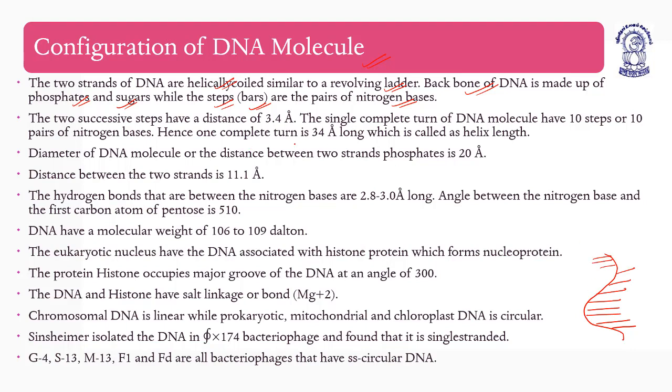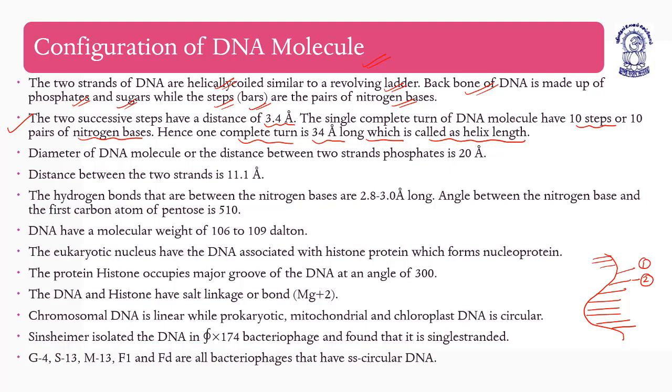Understood? The steps or bars are the nitrogen bases, and the backbone is made up of phosphate and sugar. Two successive steps have a distance of 3.4 angstrom. A single complete turn of the DNA molecule has 10 steps, or 10 pairs of nitrogen bases. Hence, one complete turn is 34 angstrom long, which is called the helix length.